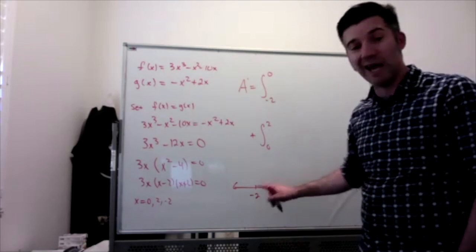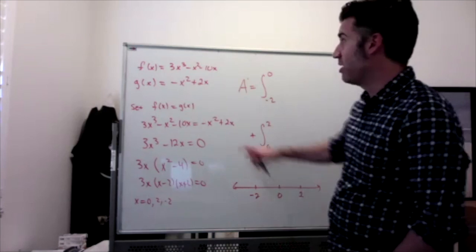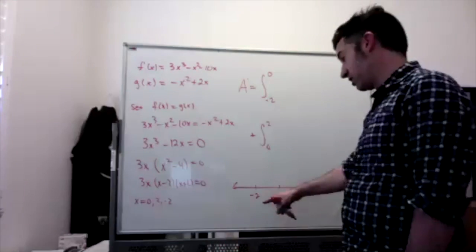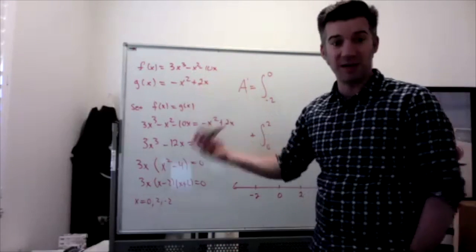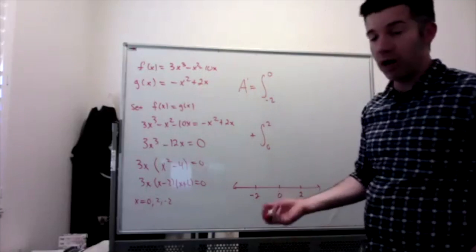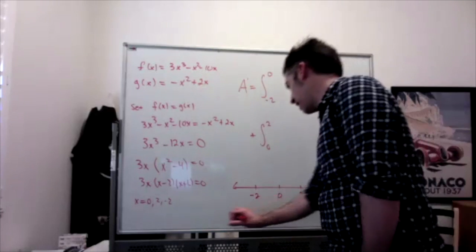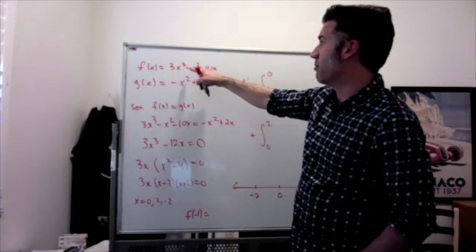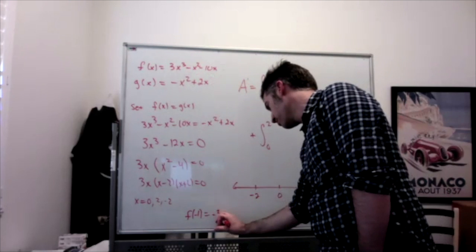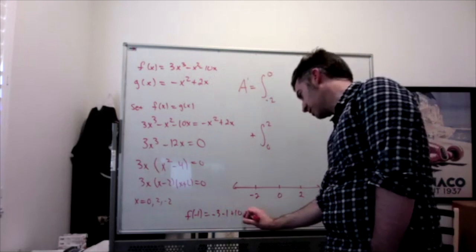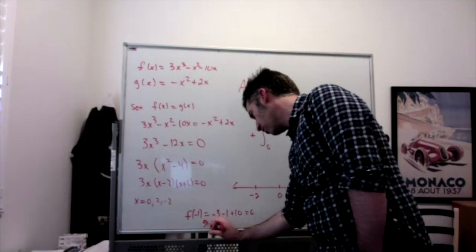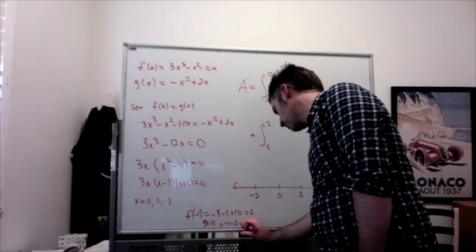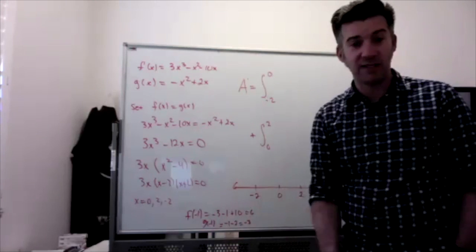Well, I'm going to pick a point, not one of those 2 points, because if you plug in 0, f of 0 and g of 0 will be the same, and you won't be able to tell which one's bigger. Similarly, if you plug in negative 2, f of negative 2 and g of negative 2 will be the same. So pick a point between those two values. I'm going to pick negative 1. f of negative 1 is negative 3 minus 1 plus 10, which is going to be 6. And g of negative 1 is negative 1 minus 2, which is negative 3. So from negative 2 to 0, f is the bigger function.